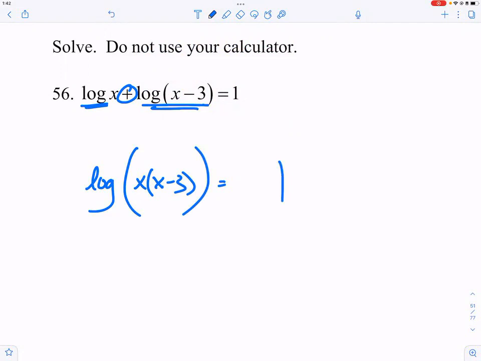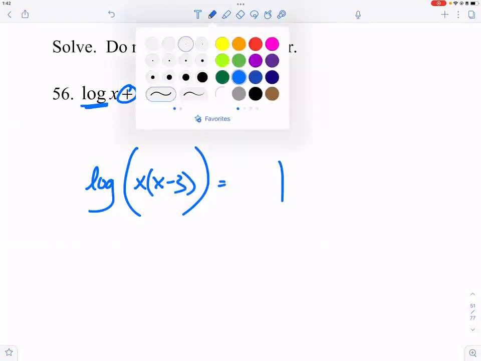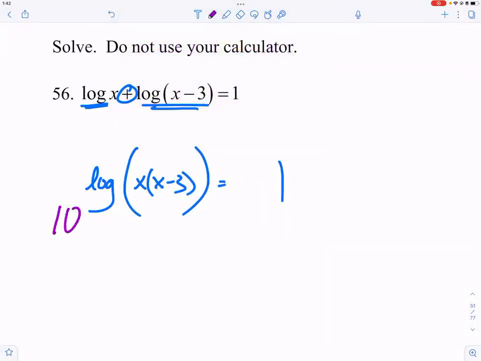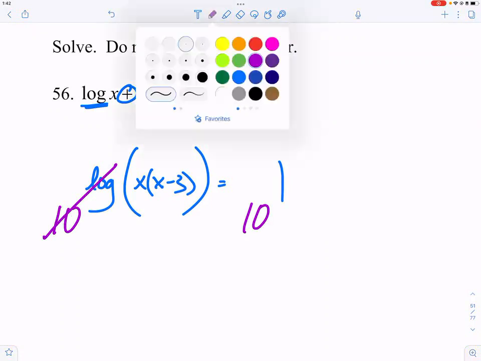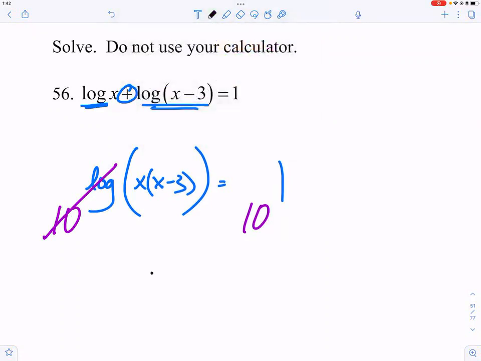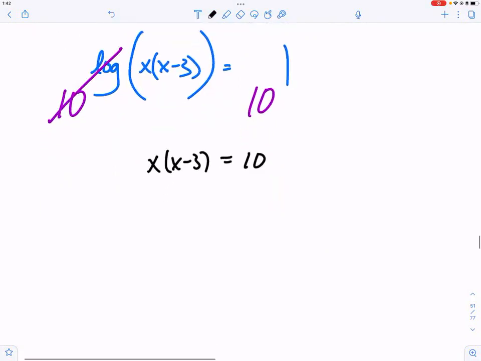Okay, put a big parentheses around them. It's equal to 1. Now we want to get x by itself, and there's a log in front of it. So we will need to get rid of the log, and to do that, we will have to do the process of exponentiation. We make those the exponents of 10 because the log is base 10. So on the left-hand side, we have x times x minus 3, and it is equal to 10 to the first power, which is 10. So we will have a quadratic.